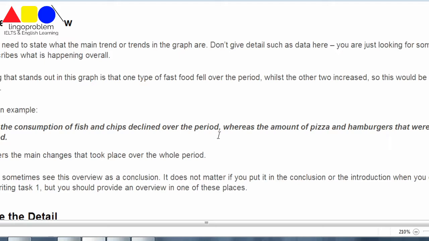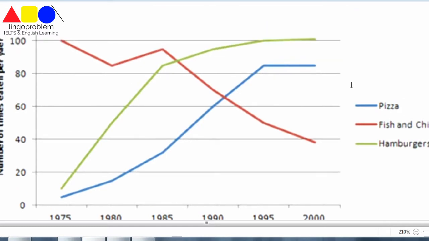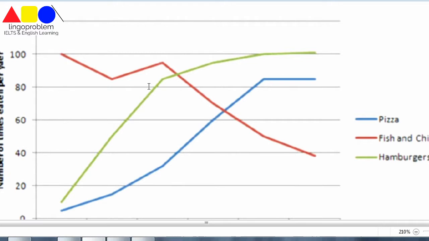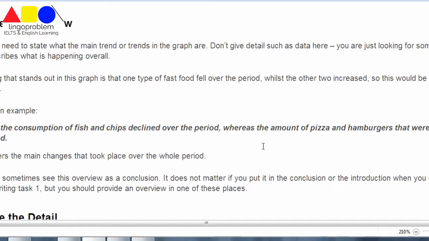Whereas the amount of pizza and hamburgers that were eaten at that period were on a rise. All right, so that was the general trend. Okay, so this is how we are generally going to write about that. Okay, but we cannot write any facts and figures.